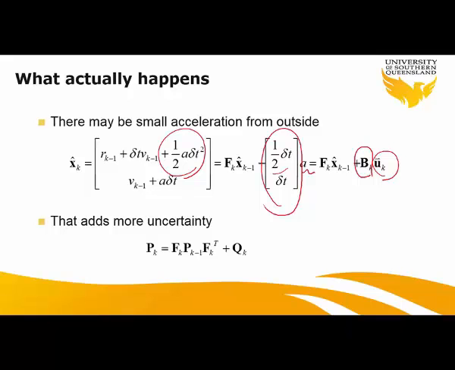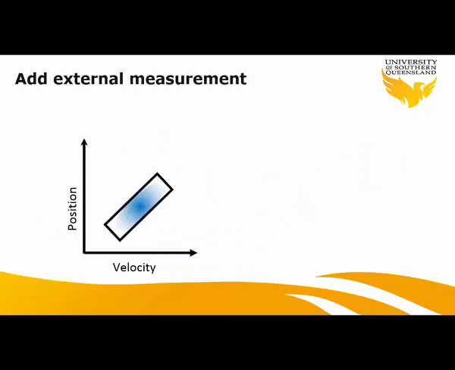Same thing for the covariance matrix. For the covariance matrix, we added an extra term, which is Q, which is the new uncertainty related to the environment if we have acceleration. Good. So the final prediction from this can be the blue cloud that I've shown in the previous one.